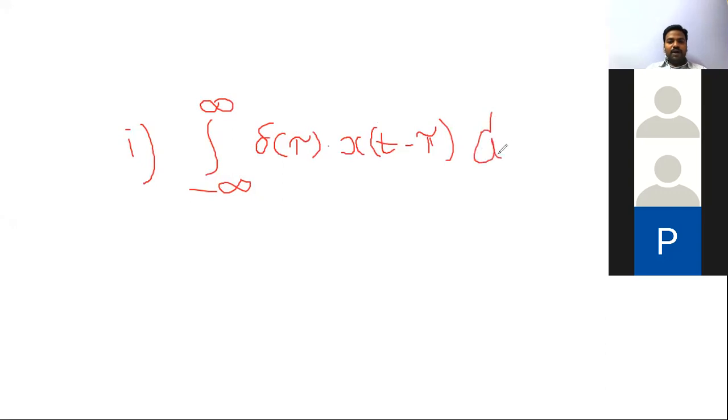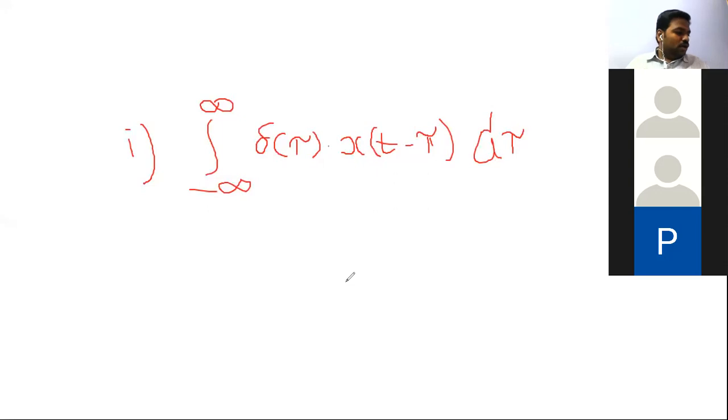Okay. So here I am going to solve problem number 1. Problem number 1 is the integral from minus infinity to plus infinity of delta of tau, you just carefully listen and watch also, delta of tau into x of t minus tau, multiplied by d tau.